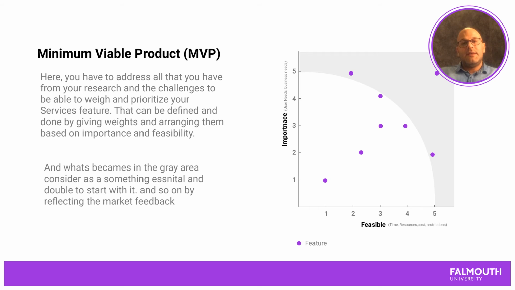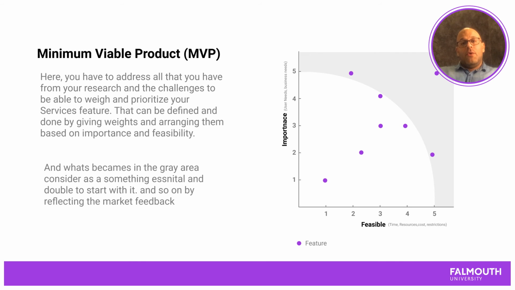To do this exercise, you have to collect all that you have from your research and challenges to prioritize your service features. That can be defined by giving weights and arranging the features based on importance and feasibility. What falls in the gray area is considered essential and doable to start with, and so on, by reflecting the market feedback.